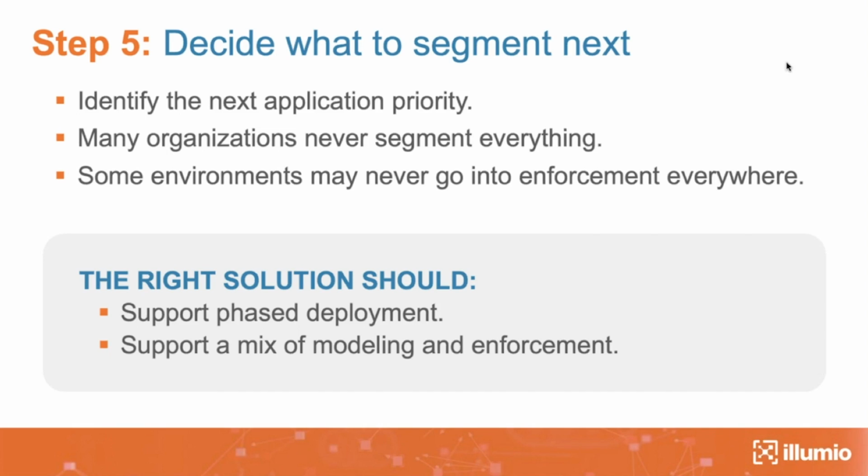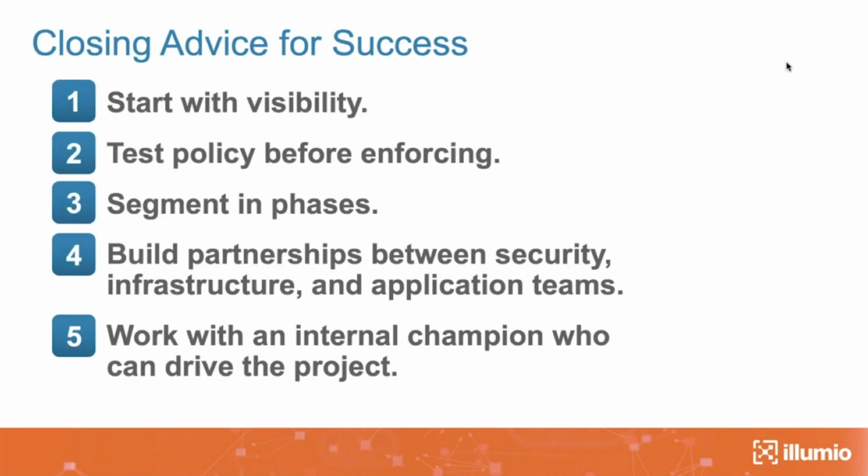So this is sort of a little stepped recipe, if you will, that will help you get your arms around these projects and come out successful at the other end. So start with visibility, test policy before enforcing. You'll make many friends. Segment in phases. Don't try to segment everything at once. Pick your applications and see if you can get them done, and then get the results, and then move on.